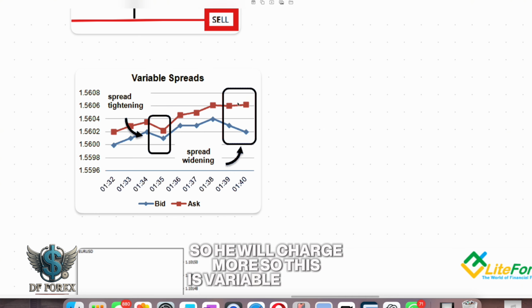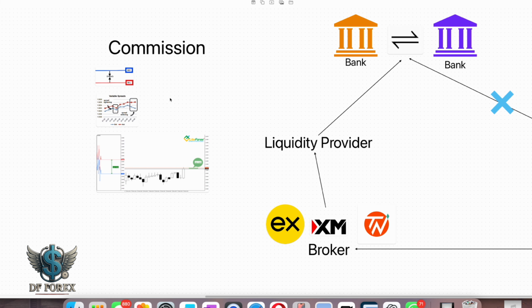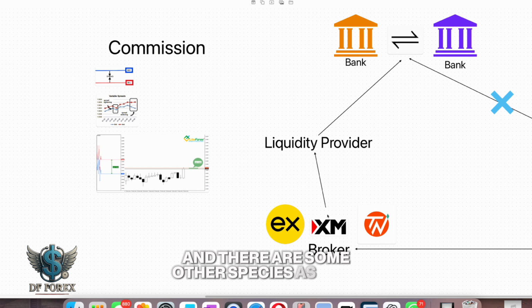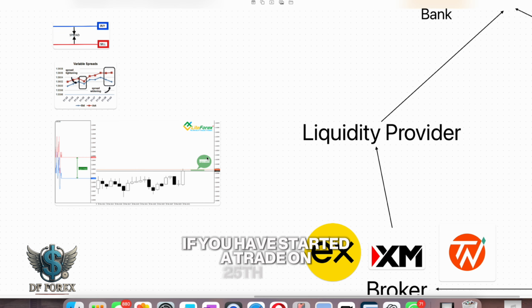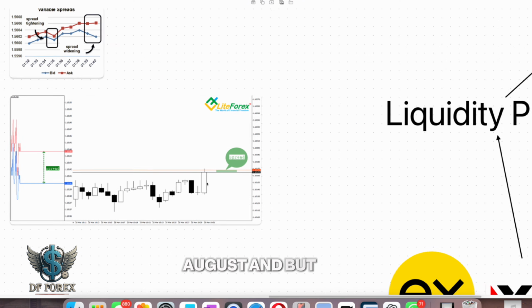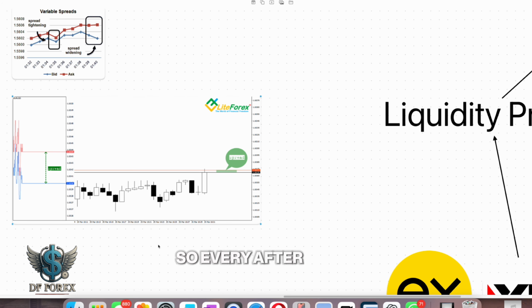So this is variable spread, and you need to take it into account when you are selecting a broker. This is the commission, or you can say the spread. And there are some other fees as well. One is called a swap fee. For example, if you started a trade on the 25th of August, but your trade keeps running for 3 to 4 days, then after every 24 hours the broker is going to charge you a fee.